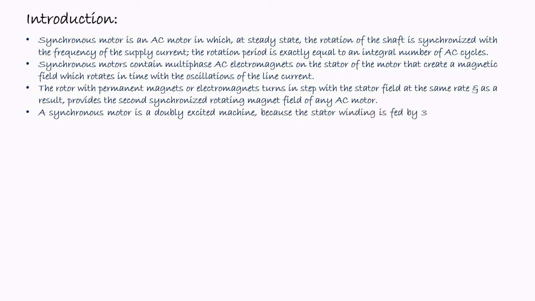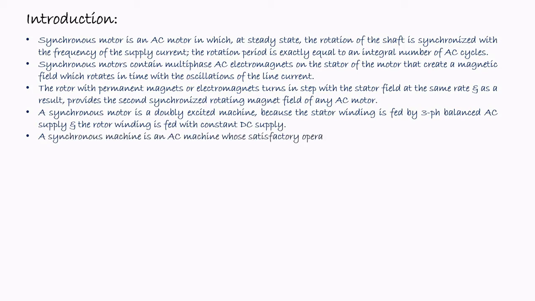A synchronous motor is basically a double excited machine, because the stator winding is fed by the three-phase balanced AC supply and the rotor winding is fed with constant DC supply. Here we must remember that like the synchronous generator, in the case of the synchronous motor also, the armature windings are placed in the stator and the field windings are placed on the rotor.